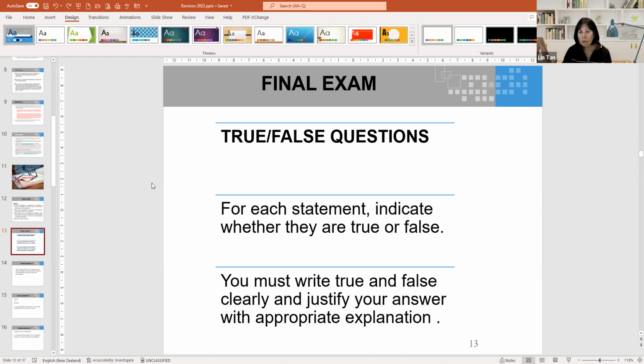Some of them will have a scenario which is provided at the beginning, and then you have a number of statements which refer to that scenario and ask you whether each statement is true or false. Now, if it asks you whether it's true or false, you actually have to justify your answer. If you say it's true and you don't provide any explanation, you're not going to get marks for that.